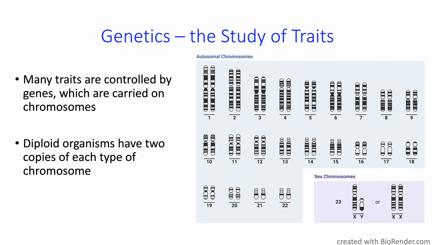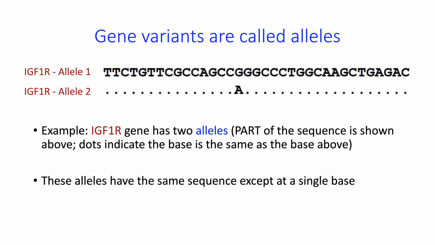Diploid organisms such as humans have two copies of each type of chromosome, including 22 pairs of autosomes and a pair of sex chromosomes. Recall that genes are unique sequences of DNA that code for a functional product. Generally, we think of genes as coding for a protein. The sequence of DNA is the string of bases, adenine, guanine, cytosine, and thymine, or A, T, C, and G. Genes can exist in different variants, which we call alleles.